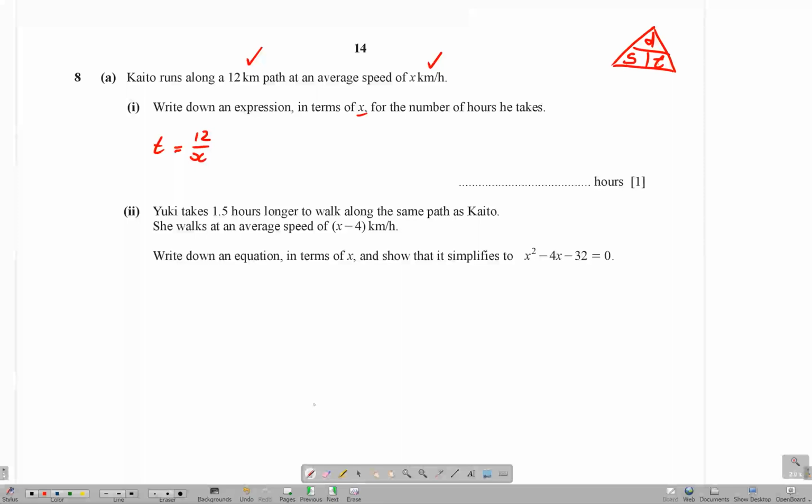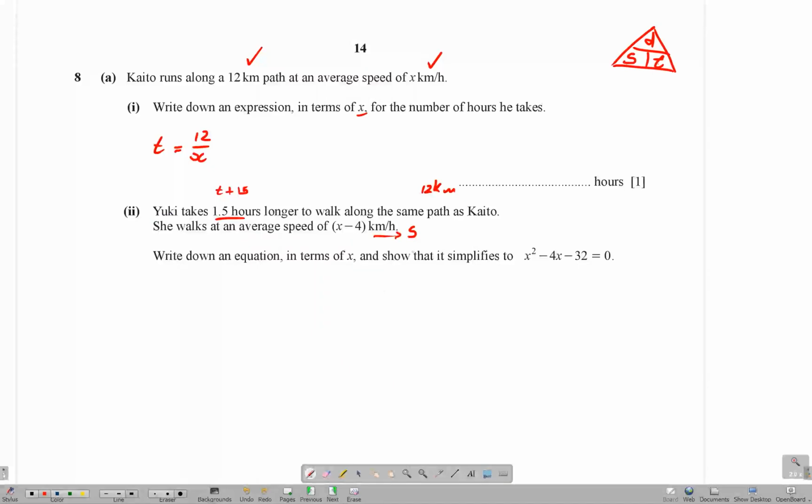Okay, so this is a bit of constructing equations. And then for the second question, Yuki takes 1.5 hours longer to walk along the same path as Kaito. So the distance is still 12 kilometers. My time is going to be a bit longer, so this is going to be t plus 1.5. And she walks at an average speed of x minus 4 kilometers per hour. So this is just going to be my speed, but this is for Yuki.